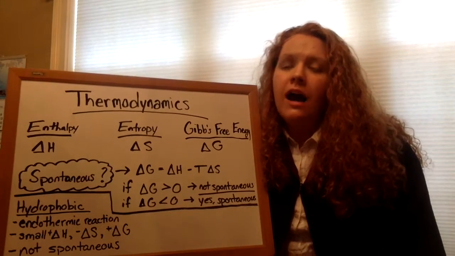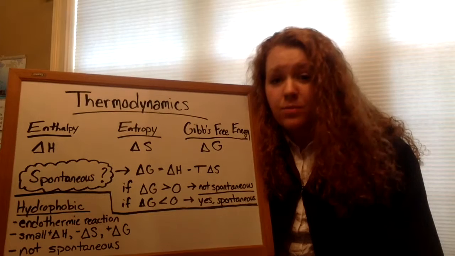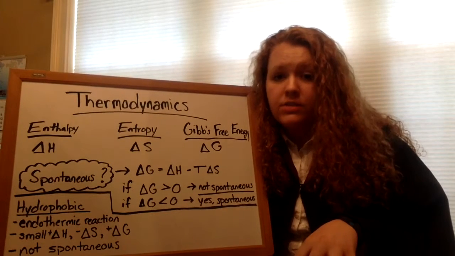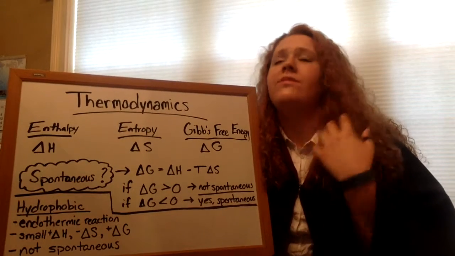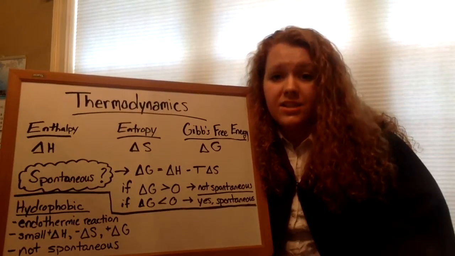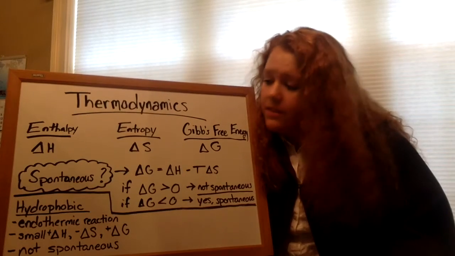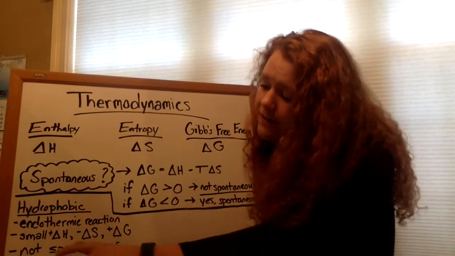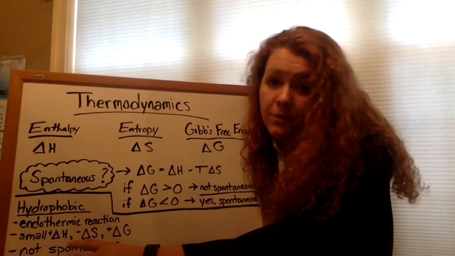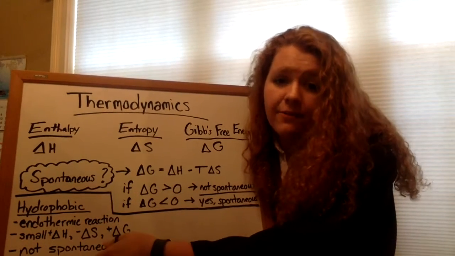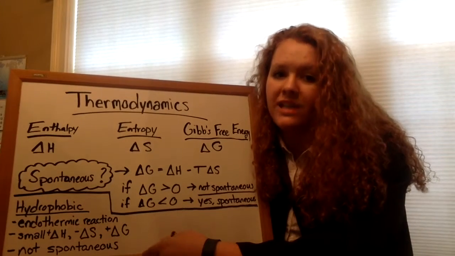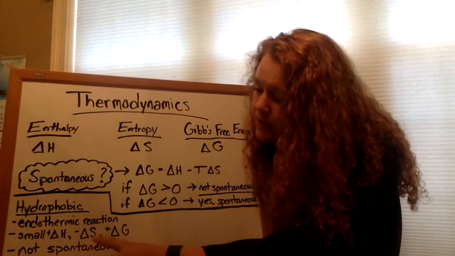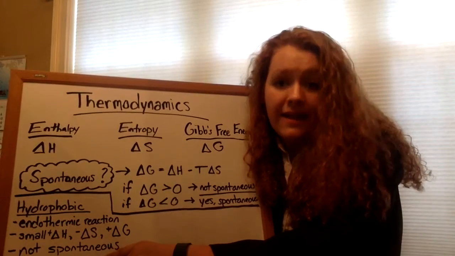Okay, so hydrophobic substances, when they react with water, it's an endothermic reaction because the hydrogen bonds in the water molecules are broken. Therefore, the heat is released into the system, making it endothermic. Because it's endothermic, you're going to have a very, very small enthalpy. Now, this doesn't mean every endothermic reaction has a small enthalpy. It just means for hydrophobic reactions, they have a small enthalpy.